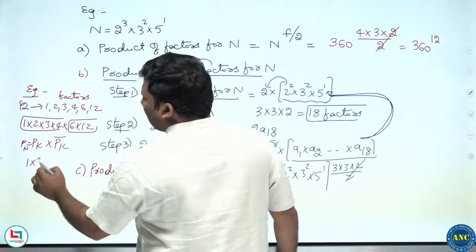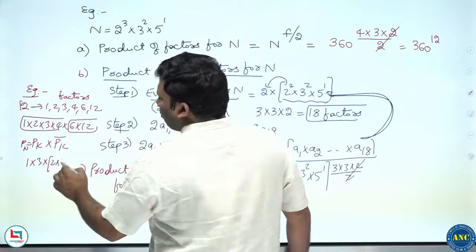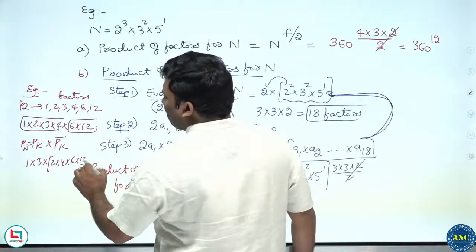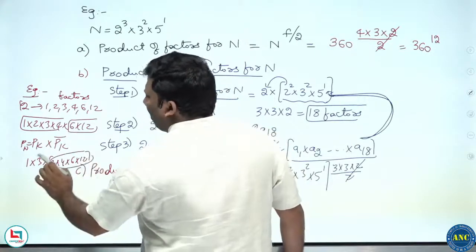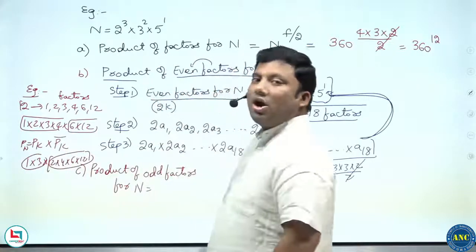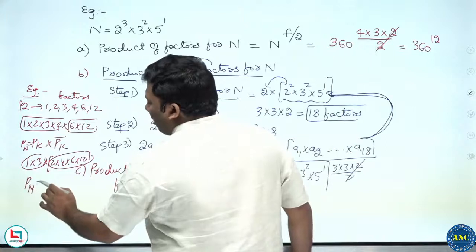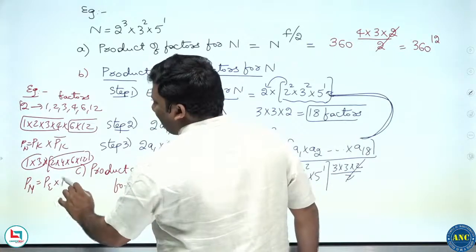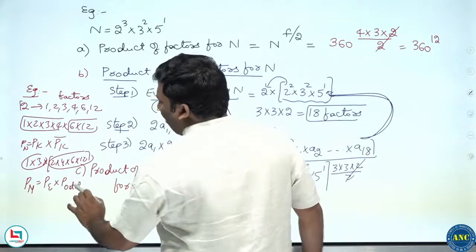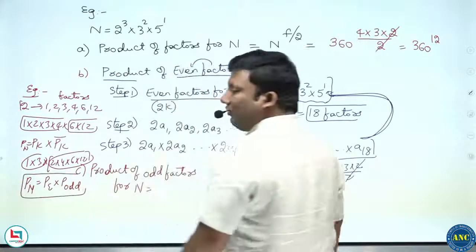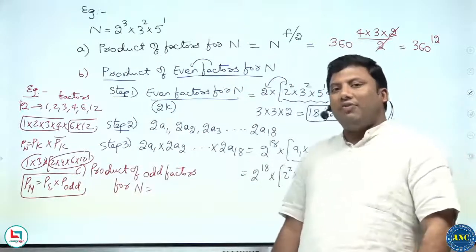Similarly, I can write it as 1 into 3 into 2 into 4 into 6 into 12. These are even numbers and these are odd factors. That means Pn is also equivalent to product of even factors into product of odd factors.